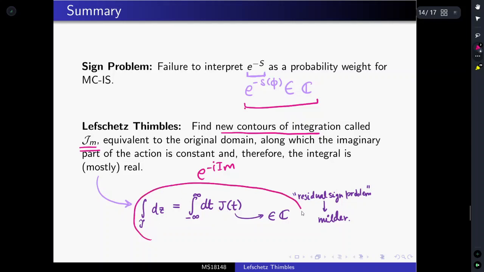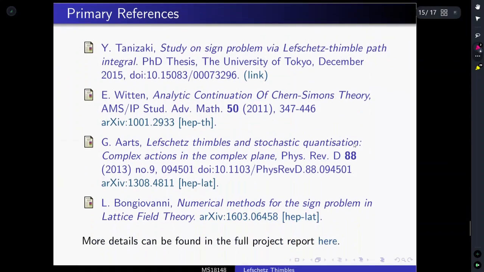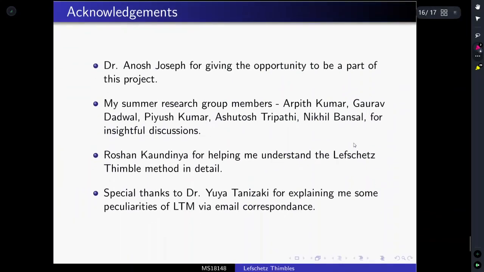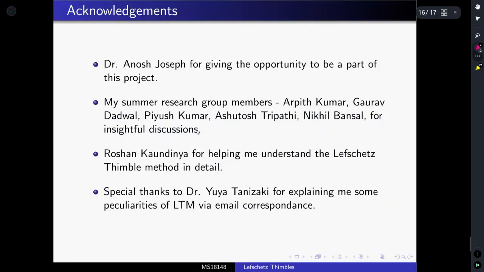This still has a little problem: while doing the integral along the thimble, we get a Jacobian, which is also complex. This leaves a residual sign problem, but it is much milder. So this was the summary of the talk, and these are some of the references that I used, and these are the people who directly helped me understand all of this material. Thanks.